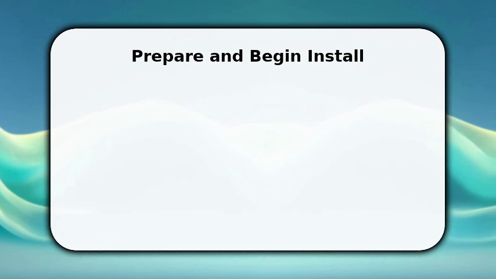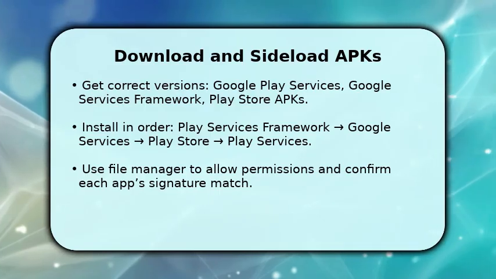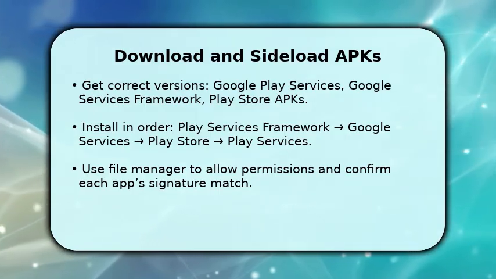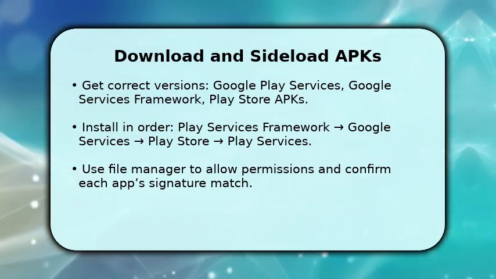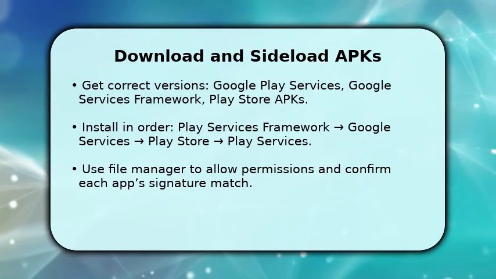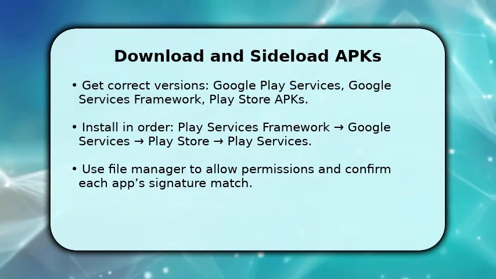Next, download the matching APKs for your Android version and chipset: Google Services Framework, Google Play Services, and the Play Store. You must install in sequence to satisfy dependencies. Start with the Services Framework, then the core Google Services, then the Play Store, and finalize with Google Play Services.